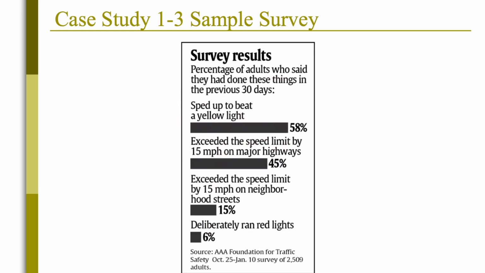So the percentage who said yes to speeding up to beat the yellow light was 58% of adults. Those who exceeded the speed limit by 15 miles per hour, there was 45%. And those who exceeded the speed limit by 15 on neighborhood streets were 15%, they said yes. And those who deliberately ran the red light was 6%.